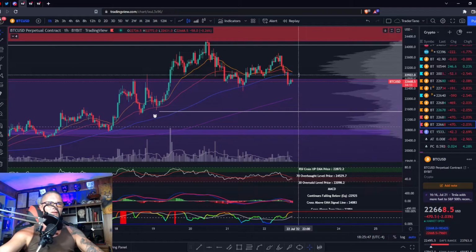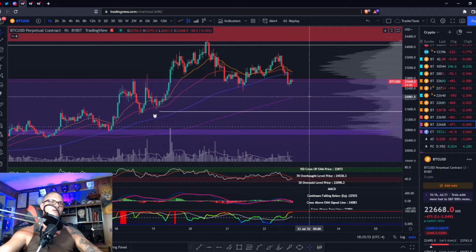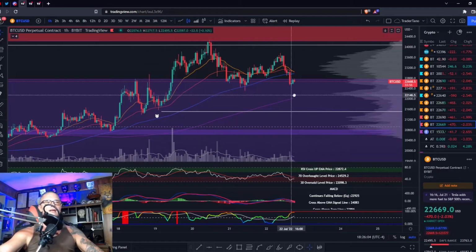market's going to do. So your 21 and your 50, if they cross the 100 to the downside and start to fan out, I think we come back down to the 22,200 level, somewhere in between that and the 22,000 mark. So that's what I'd be looking at.